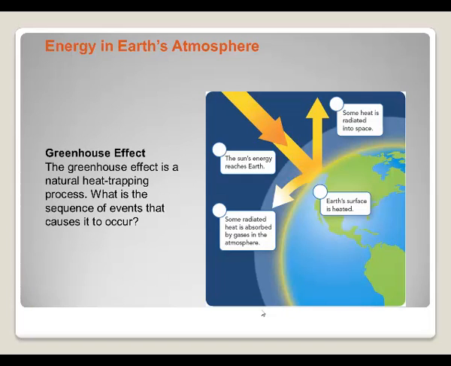What do you think the sequence of events is that occurs with regard to this picture? Well, we know that number one has to be the sun's energy reaches Earth. So as that energy comes in, it reaches our Earth, and it is turned into long-wave radiation, into infrared radiation, which is heat.